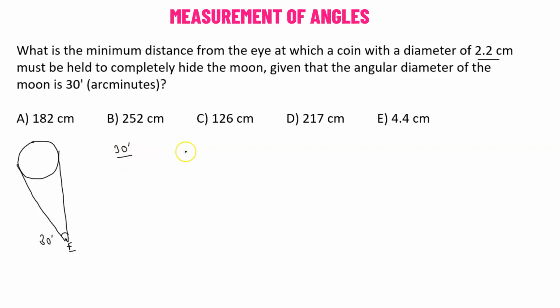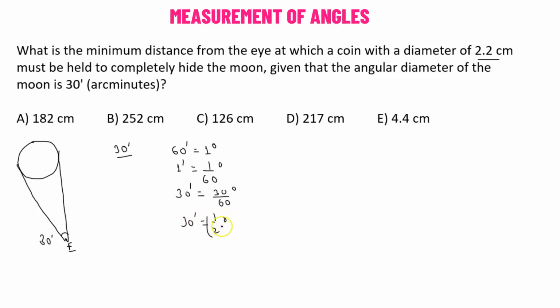So here we know that if we have 60 minutes, that corresponds to 1 degree. So 1 minute is going to correspond to 1 over 60 degrees, which means that 30 minutes is going to correspond to 30 over 60 degrees, or simply 1/2 degrees. So 30 minutes corresponds to half a degree.